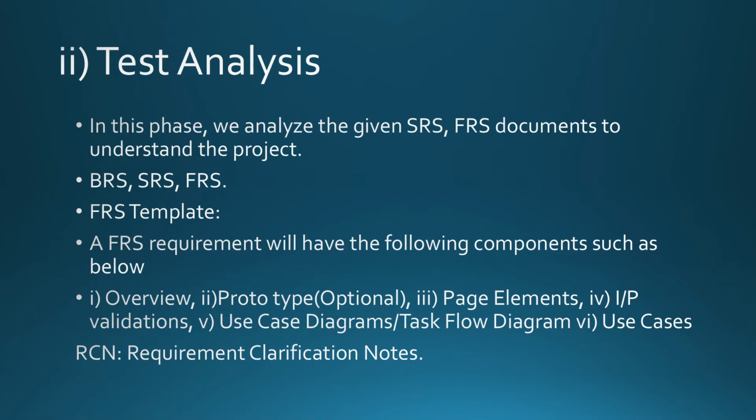Here, RCN is a requirement clarification note. It is one of the QA process templates, used to record the questions that occur during the test analysis phase and also to update the clarifications given by the team lead. So that is the purpose of this requirement clarification note document or template.